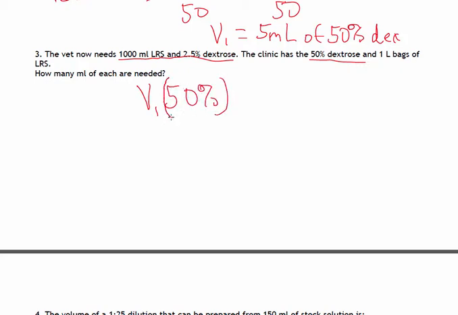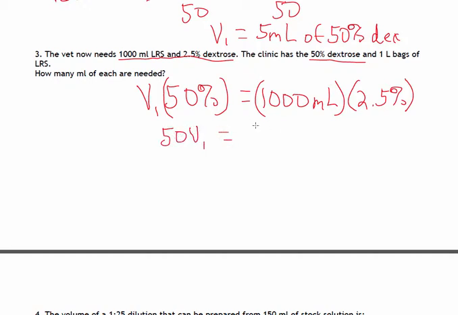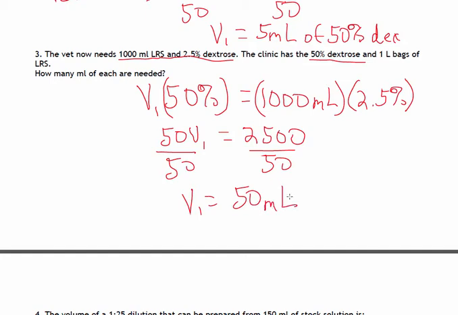Okay, so starting off with our stock solution on the left, you know that you need 1,000 milliliters, and you know the concentration of that needs to be a 2.5%. So just work out the simple math here on that. Divide each side by 50. And V1, the amount of stock solution you need, is 50 milliliters of dextrose.